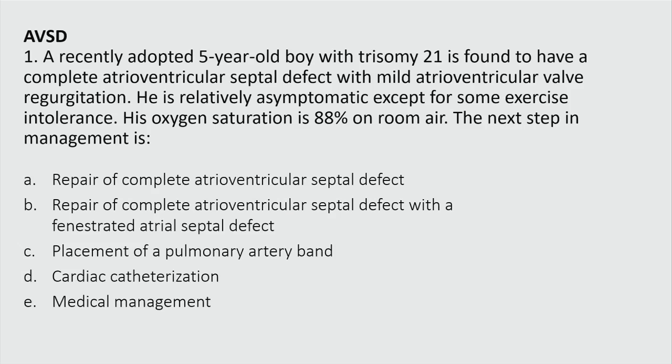The next step in management is A, repair of complete atrioventricular septal defect. B, repair of complete atrioventricular septal defect with a fenestrated atrial septal defect. C, placement of a pulmonary artery band. D, cardiac catheterization. E, medical management. On this 5-year-old with trisomy 21 and atrioventricular septal defect with a sat of 88, what should be the next step?